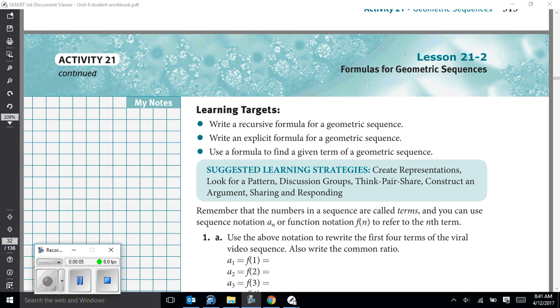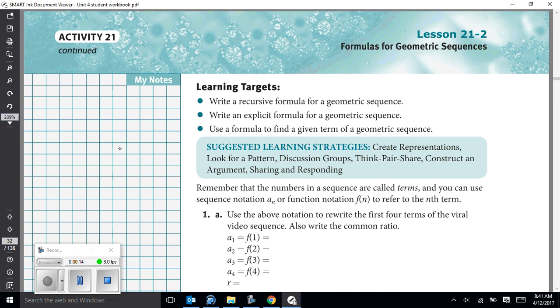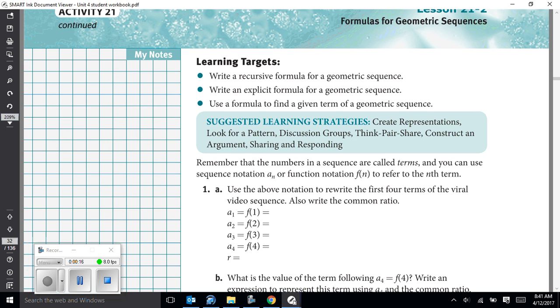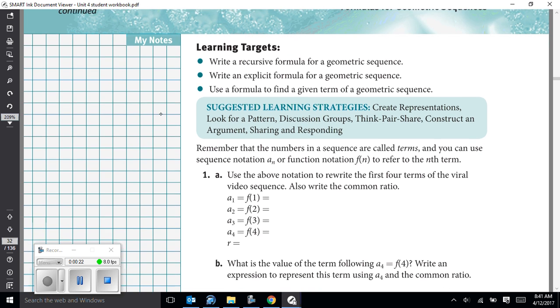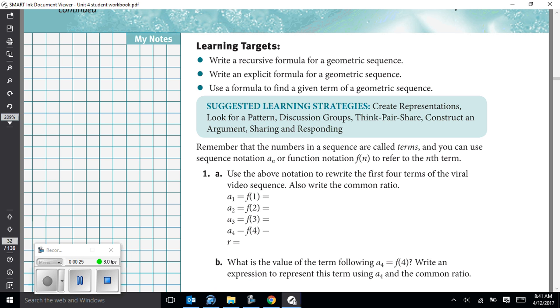So moving on. Since we didn't have any homework questions, we're going to move into 21-2, which is formulas for geometric sequences. Today we're going to look at writing a recursive formula for a geometric sequence, write an explicit formula for a geometric sequence, and use a formula to find a given term of a geometric sequence.